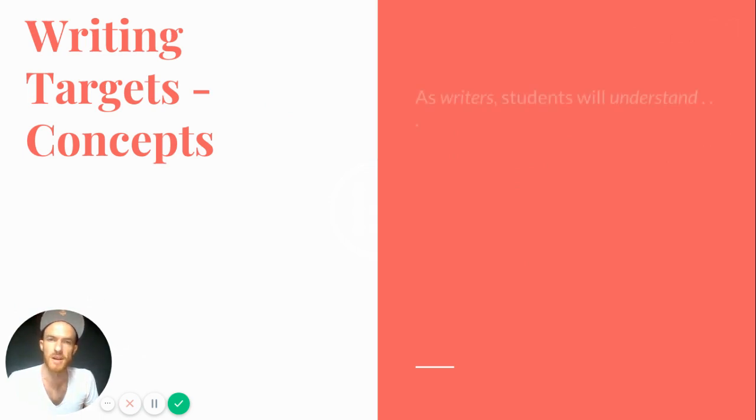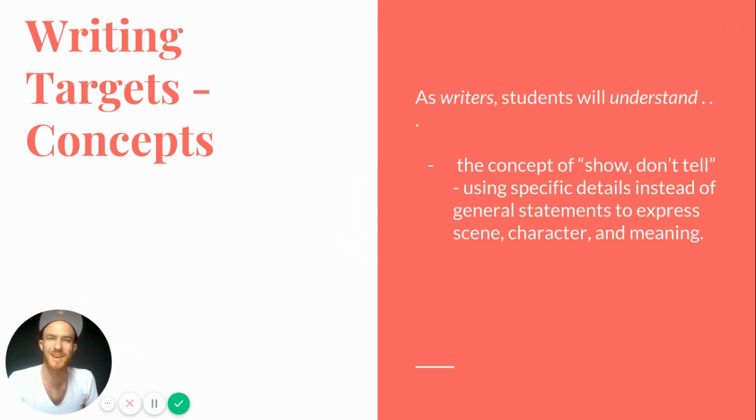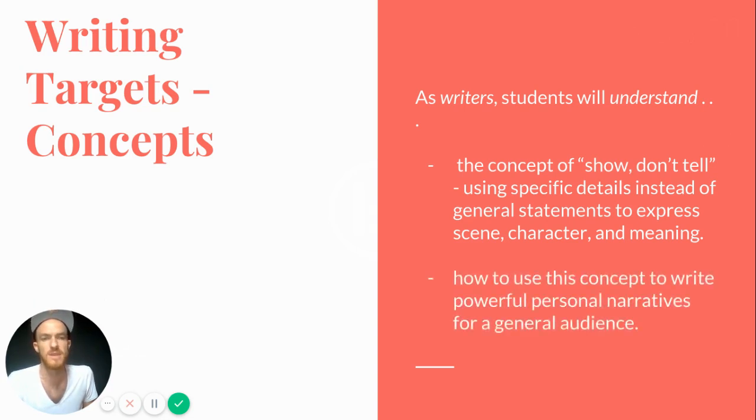Some writing target concepts that you will understand by the end of this unit. We're going to introduce tonight the concept of show, don't tell, which, again, this is the power of details unit. So it is the writing version of what we talked about last night with reading, using specific details instead of general statements to express scene, character, and meaning. We're going to talk all about that tonight. How to use this concept to write powerful personal narratives for a general audience.